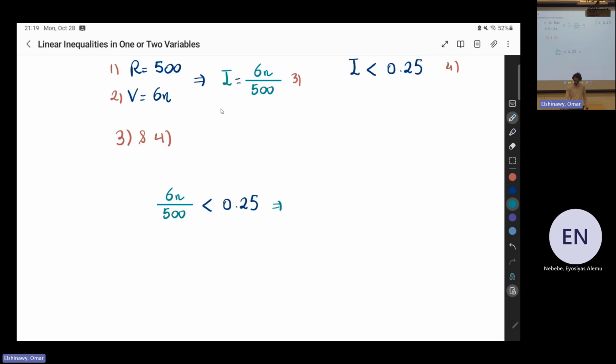So if we just multiply this by 500 over 6 on both sides, then now, like Singh just pointed out a few moments earlier, we treat this as a normal equation. There's no issue with that so far. And so when we do this, we get that n, because this is the multiplicative inverse, cancels out, and you have n is less than 0.25 times 500 over 6, which is almost 20.83.